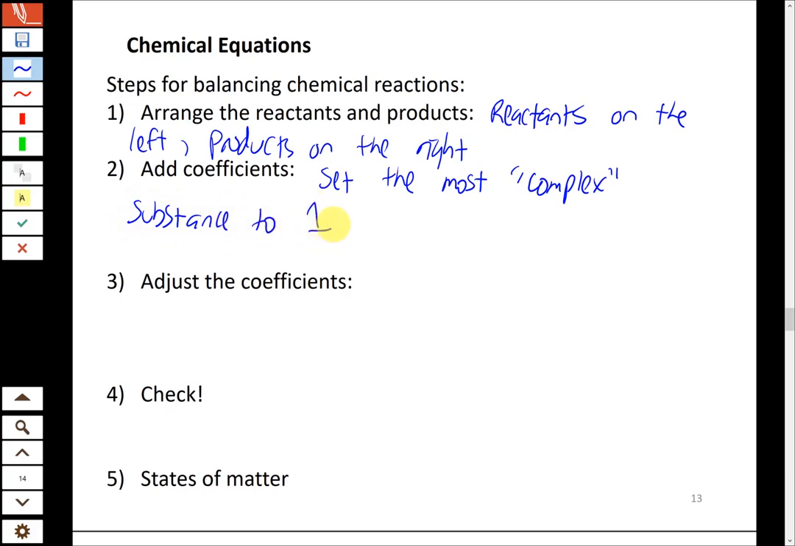And sometimes you have a choice. There's not always a right or wrong way to do this, but find something that's fairly complex in the chemical equation and set that coefficient to 1 and don't touch it until you absolutely need to. And then for the rest, you're going to adjust the coefficients on the other species to make sure then that the number of atoms is the same and the type of atoms is the same on both sides of the equation.